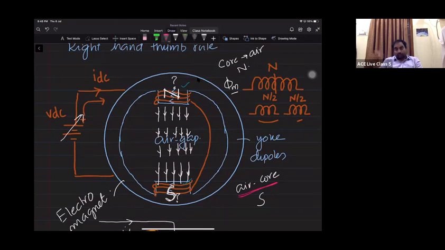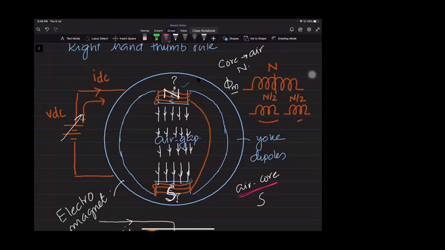Because of that current, one more flux is there. That flux will be linking with the rotor and also linking with the stator and the rotor. So we call it leakage flux with respect to the rotor circuit. Understood? Okay, sir.